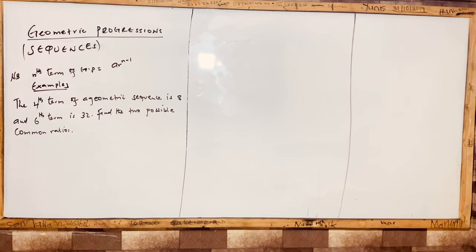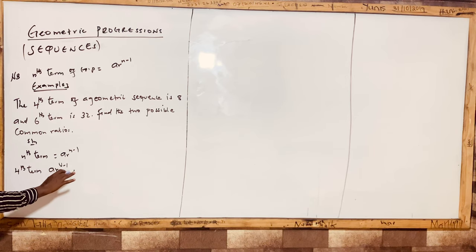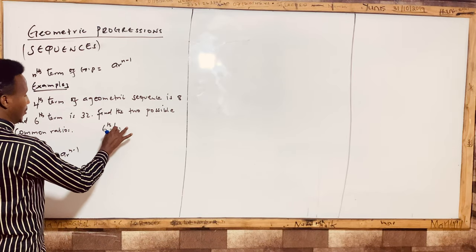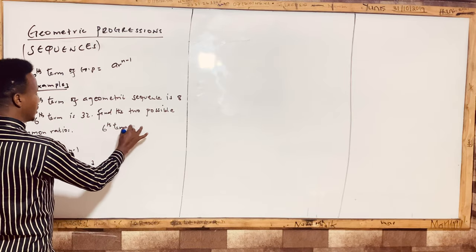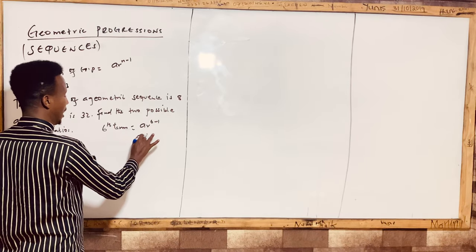Just understand this point. You're told the fourth term of a geometric sequence is 8, so we don't have A and R. But we still know that the nth term of any GP is AR power n less 1. The fourth term is AR power 4 less 1, which gives AR power 3. The sixth term, where n is 6, is AR power 6 less 1, which gives AR power 5.